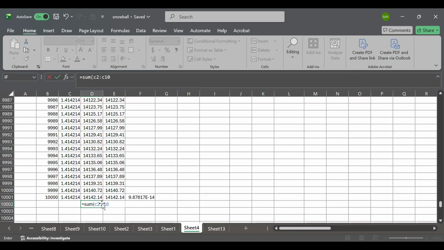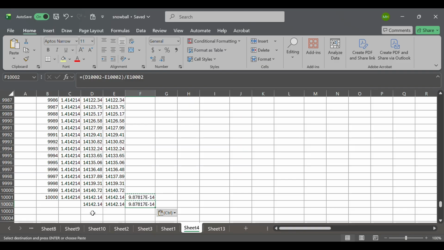Now I'm going to use Excel's sum function to see if that does anything different. No, it doesn't. It's exactly like the running total. It calculates sums by just adding the previous number. It's exactly the same.